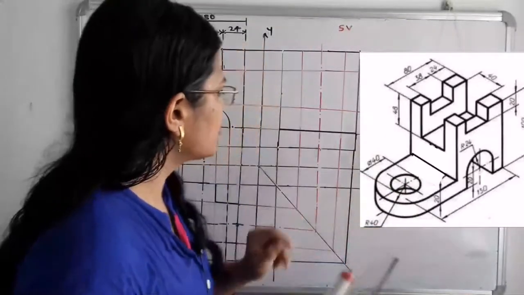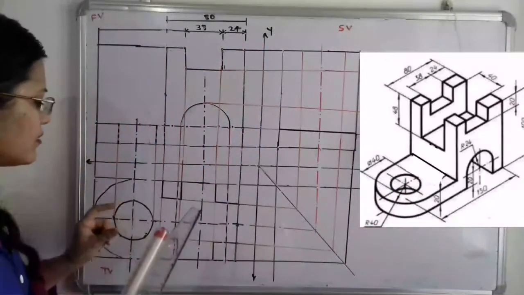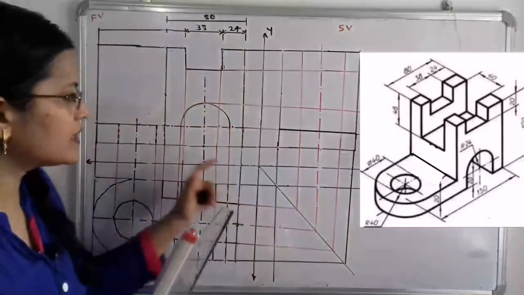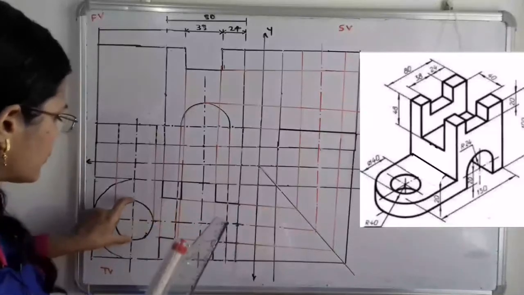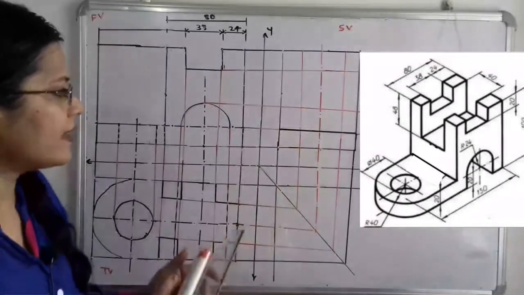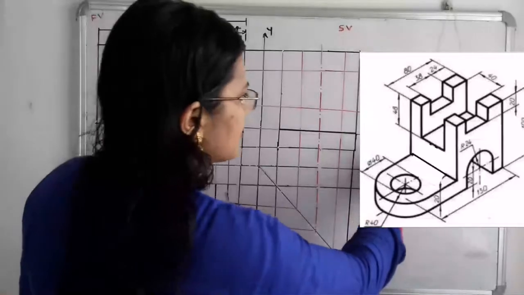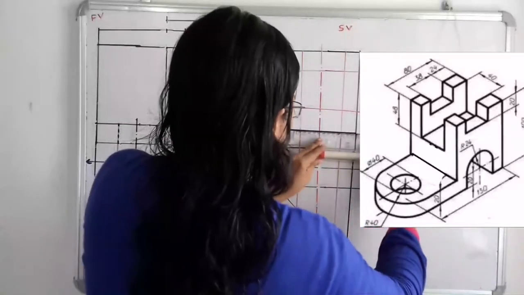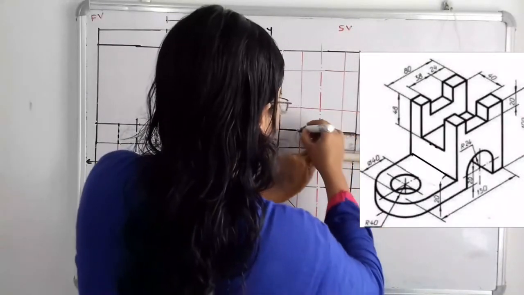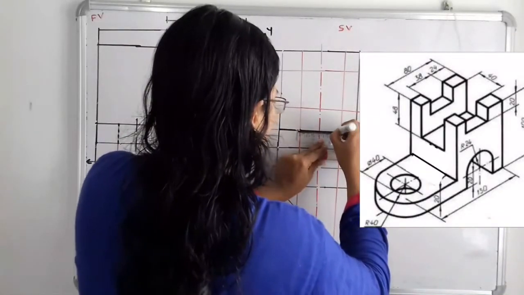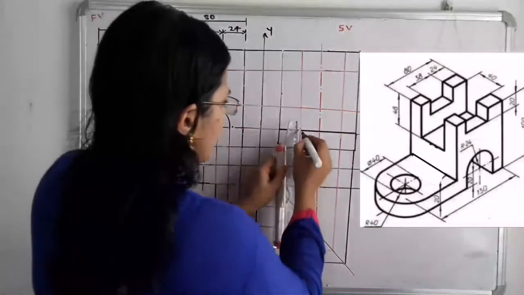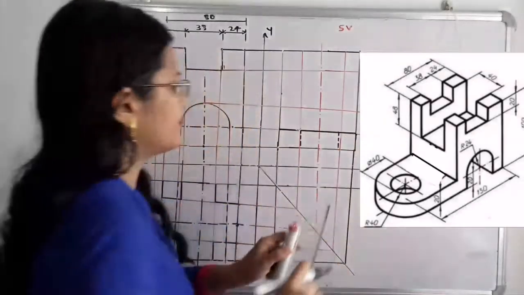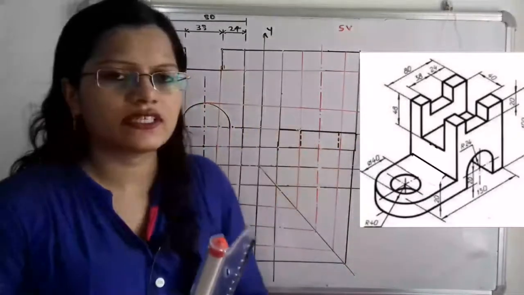Then there is the hole. The hole exists, but it cannot be seen from the side view. So we have to take the projections of this hole also. For the projection, what is its diameter? Diameter is 40. So we have to take here the 40, that is 20 millimeter distance on both sides, and we have to draw here the projection in the form of dash. That means that the hole exists here.